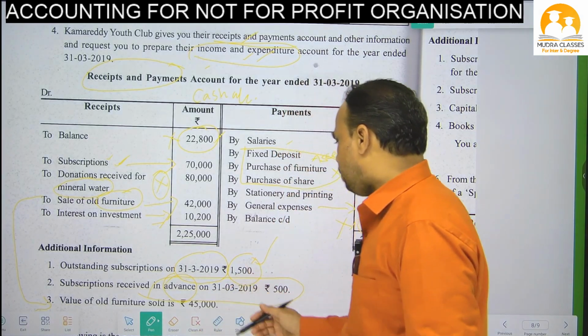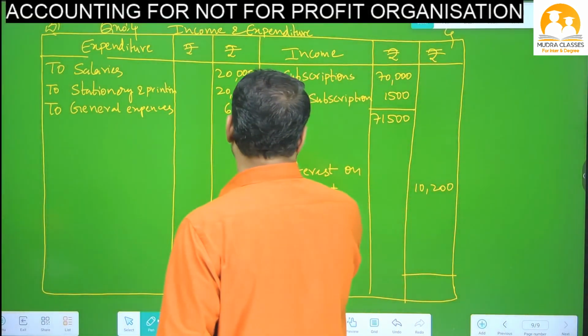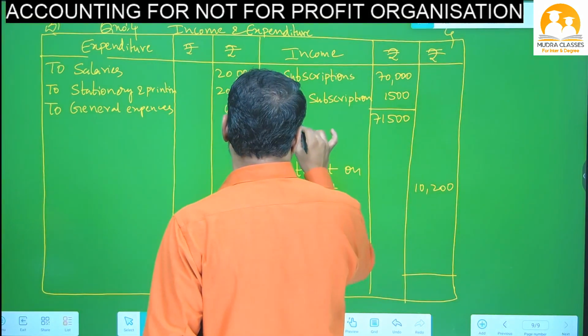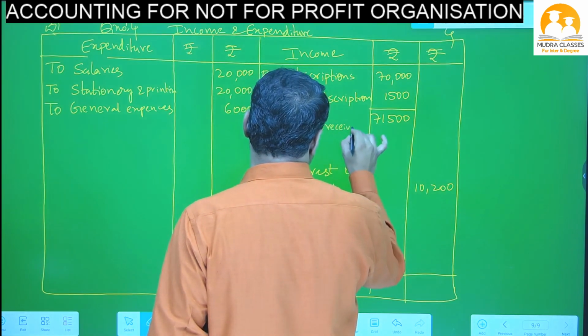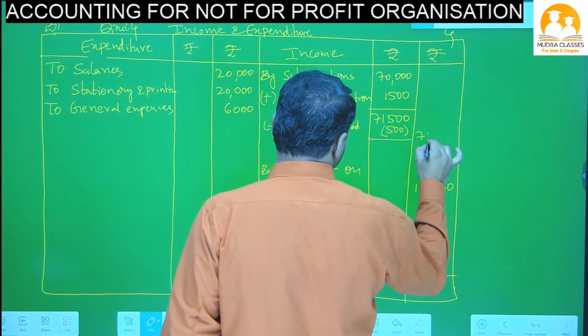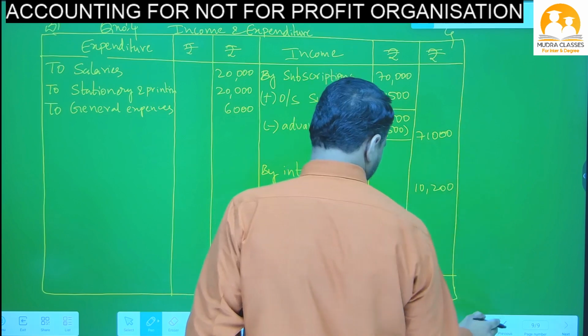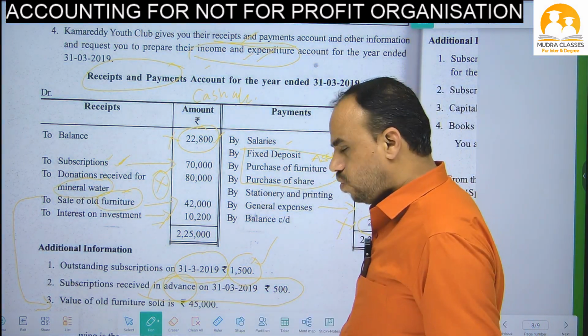Now we have to do minus. So 500 we have to deduct, less advance received. How much, Nana? 500. In the outer column, 71,000. Okay, see the next one, Nana, the last one, value of old furniture sold.